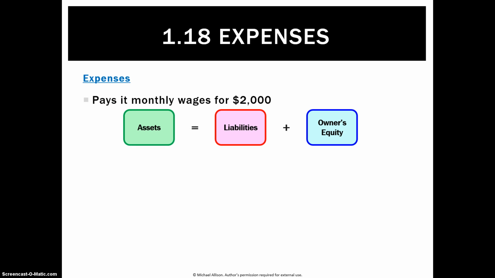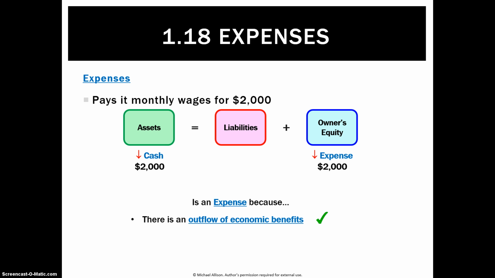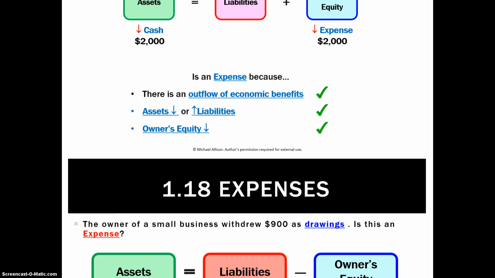Lastly, we have our monthly wages which we've paid. Cash will go down $2,000, but unlike our other examples, there's no other asset going up or liability going down here. This will simply be an expense which decreases owner's equity. The outflow is cash, the asset going down is cash, and the owner's equity decreases $2,000.